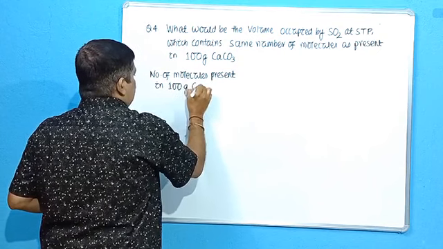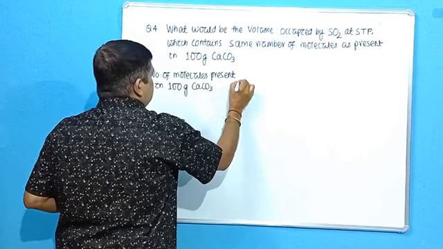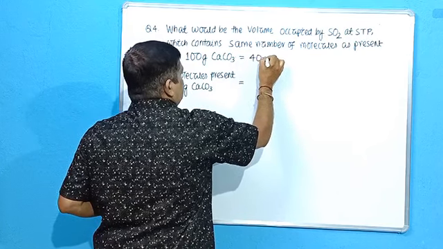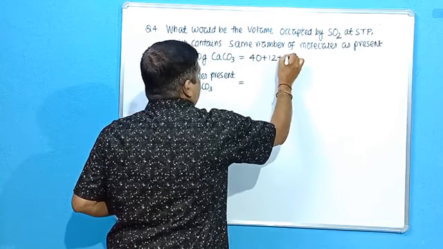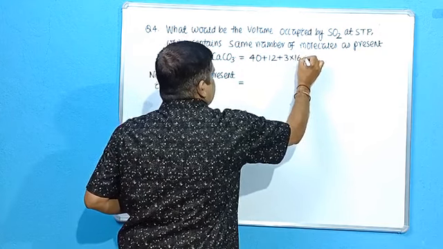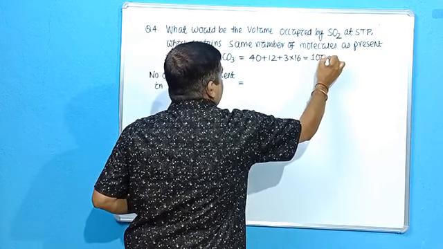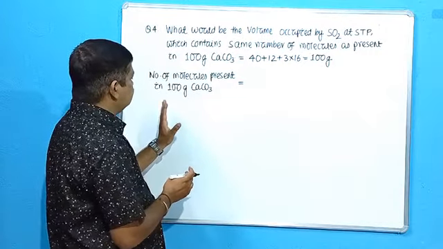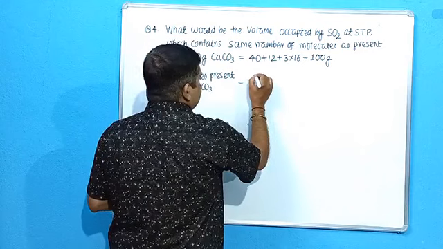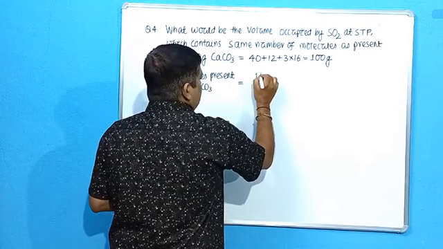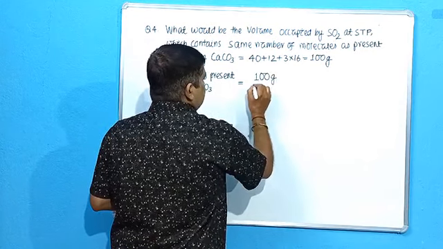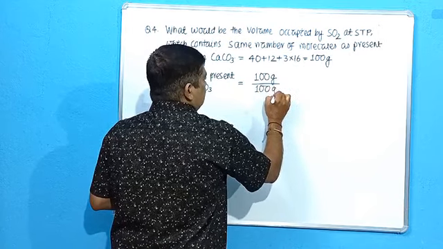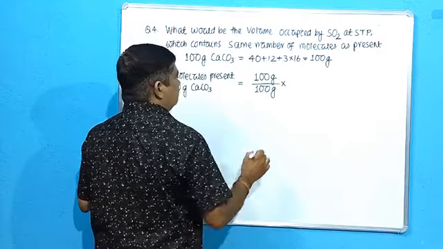Calcium carbonate molar mass: calcium is 40, carbon is 12, 3 into oxygen is 16, so it will be 100. So the molar mass is 100 gram per mole. Now the number of molecules present in 100 gram of calcium carbonate: first the number of moles, that is given mass 100 gram divided by molar mass 100 gram, into Avogadro number of molecules.